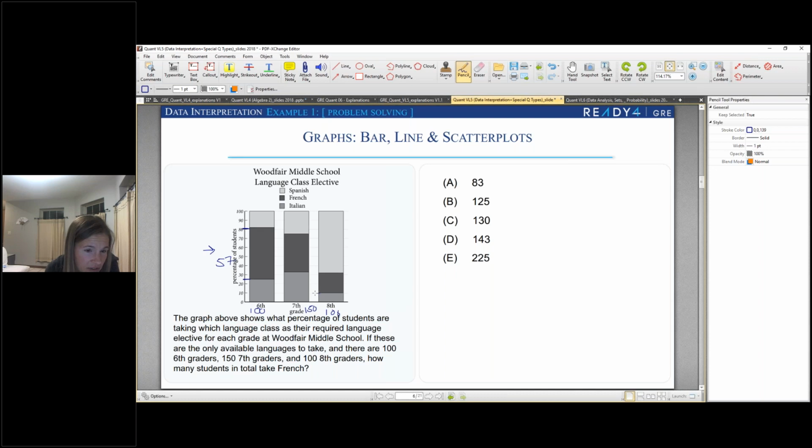In the 8th grade, it looks like we got from about 10% to about 32%. So that's about 22 kids. Okay, so far in the 6th grade, we got about 57 kids. In the 8th grade, we got about 22 kids. And then the 7th grade, we've got somewhere between the 75th percent and the 32 or so. So there's about 53% of the class taking French.